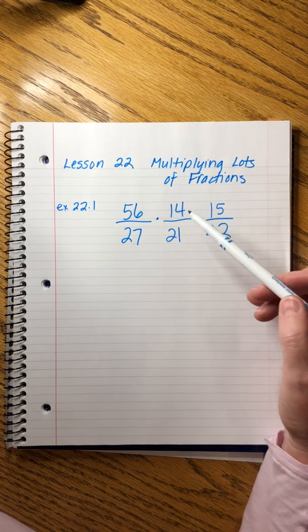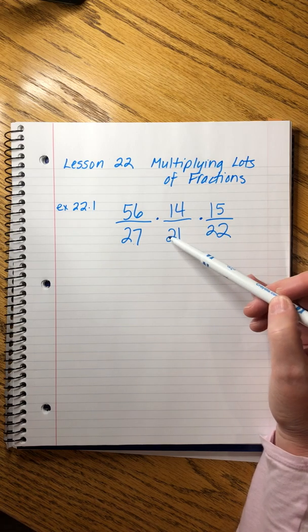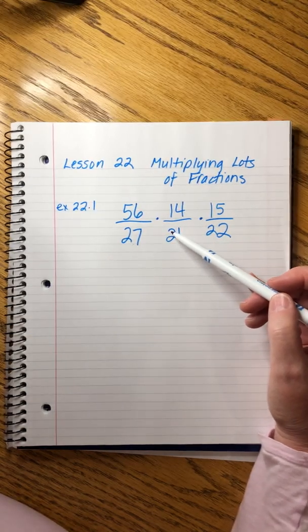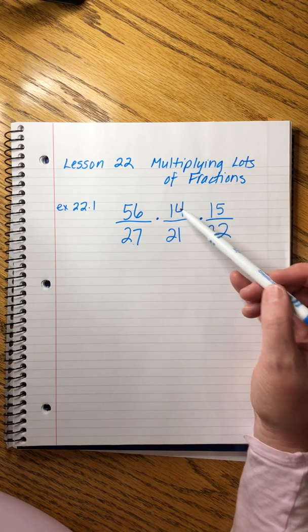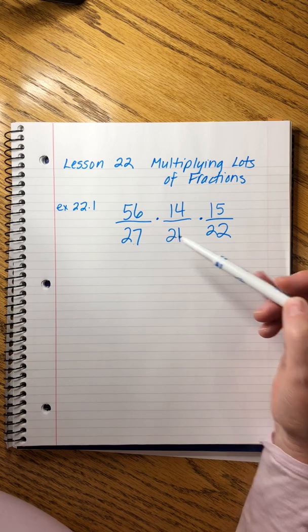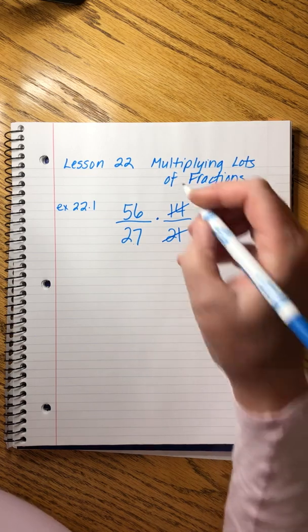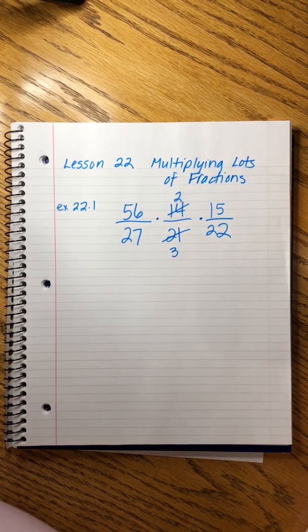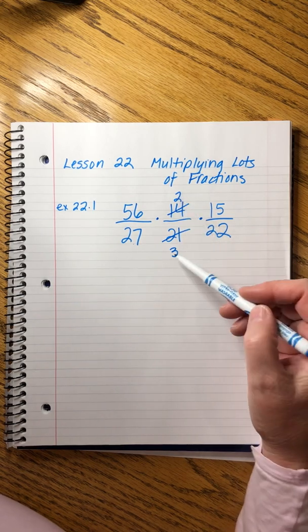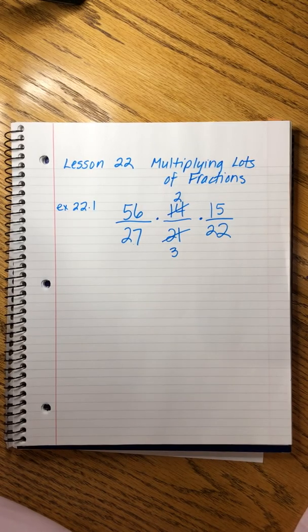The one that's driving me, it's like screaming and jumping up and down in front of me, is this 14 and 21. I know my seven times tables well enough to know that 7 times 2 is 14, and 7 times 3 is 21. So I can divide top and bottom by 7. When I do, I have 2 left here and 3 left here. Please notice the way I am crossing these out and writing the remaining factor against them, okay? That's super important.